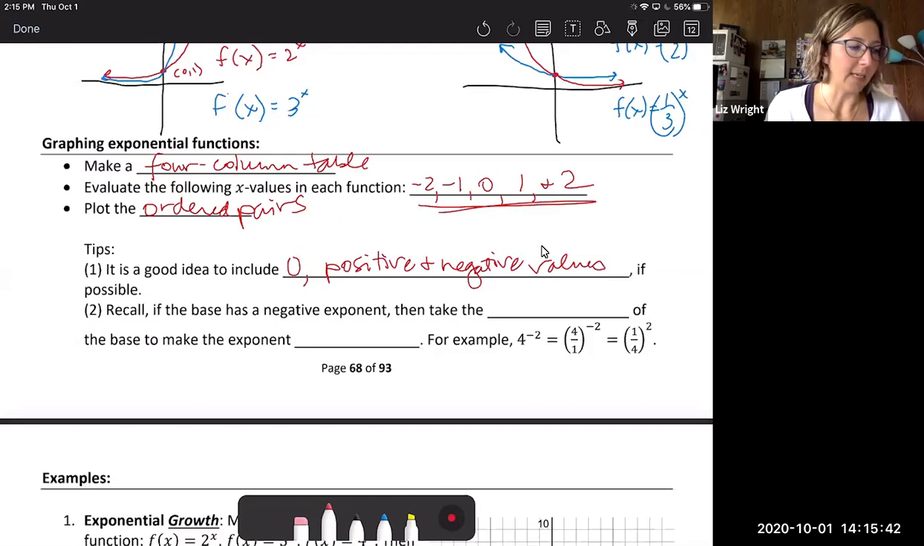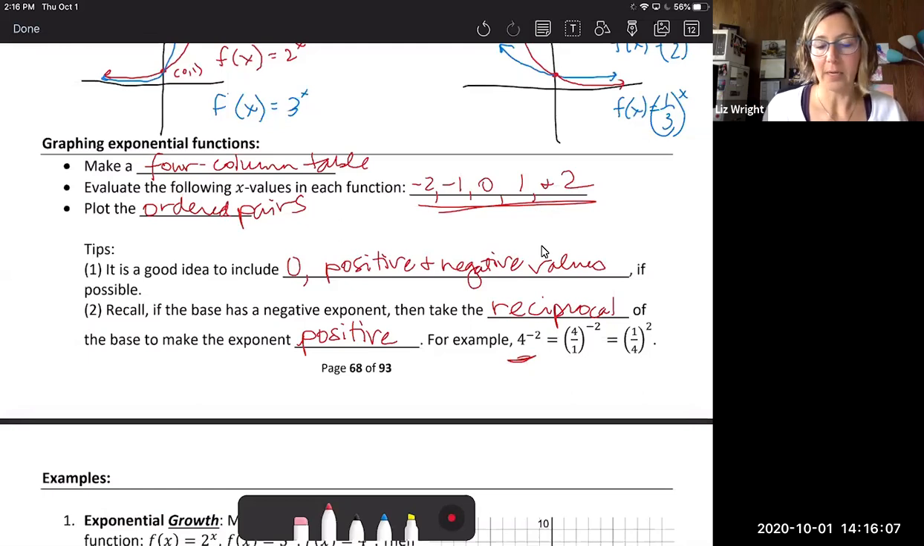And then the second one says, recall if the base has a negative exponent, then you are going to take the reciprocal of the base to make the exponent positive. So that's just a reminder of your exponent rules. So for example, if you have your base of 4 raised to the -2 power, which is what you see here, in order to make it positive, we would do this next step here of doing (4/1) raised to the -2. In order to make that -2 positive, you switch these 2 up here. And so it's going to be (1/4)^2.